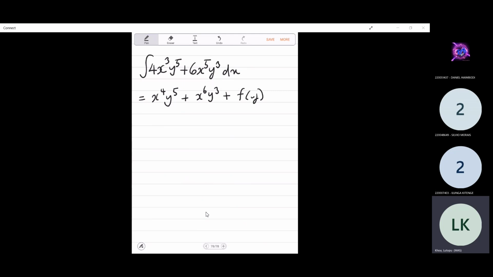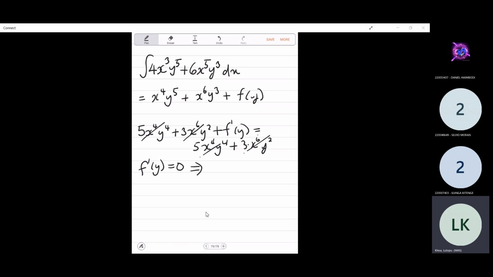Then we will differentiate this with respect to y and equate it to q. So we have 5x to the power of 4, y to the power of 4, plus 3x to the power of 6, y squared, plus f prime of y. And this must be equal to q, which is 5x to the power of 4, y to the power of 4, plus 3x to the power of 6 y squared. So that, and we have f prime of y equal to 0. This means that f of y is equal to c. So our solution will be x to the power of 4, y to the power of 5, plus x to the power of 6, y to the power of 3 is equal to a constant.